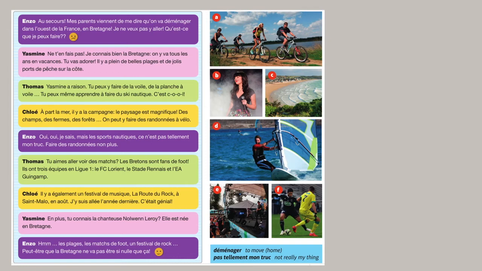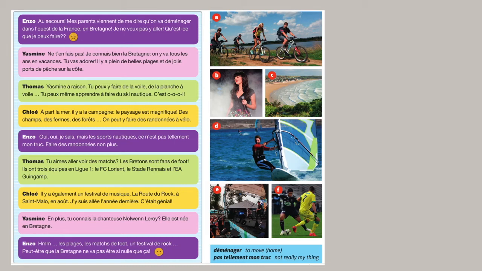She says, ne t'en fais pas, je connais bien la Bretagne, on y va tous les ans en vacances. Tu vas adorer. Il y a plein de belles plages et de jolis ports de pêche sur la côte. Look at the photos. Plein de belles plages. Lots of beautiful beaches. So that'll be C. So picture C is the first one to be mentioned.